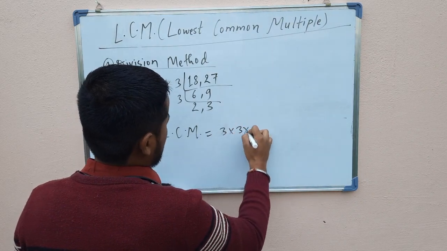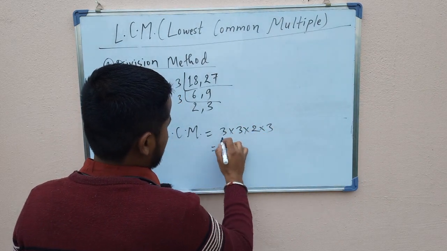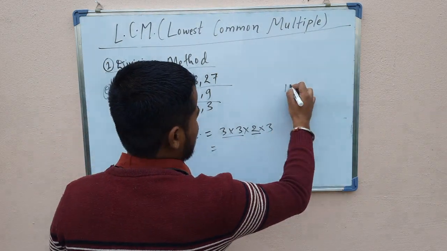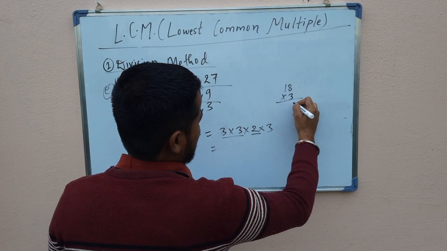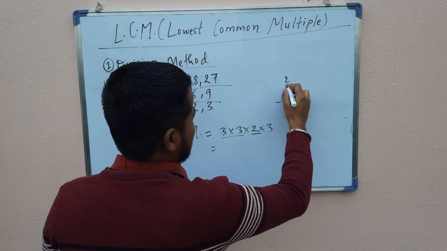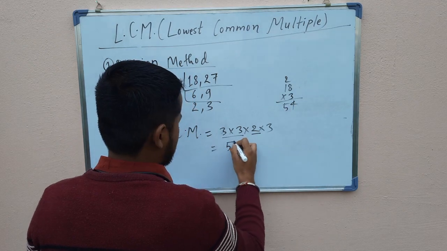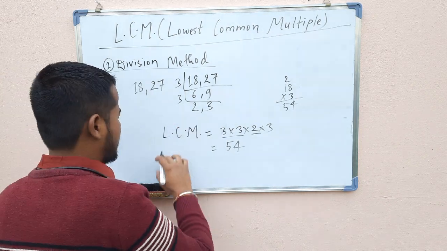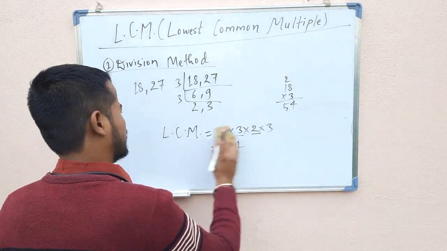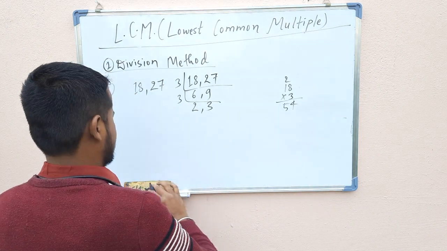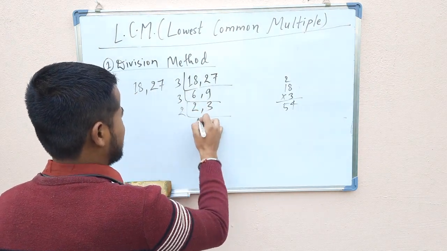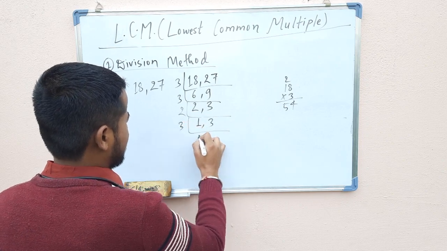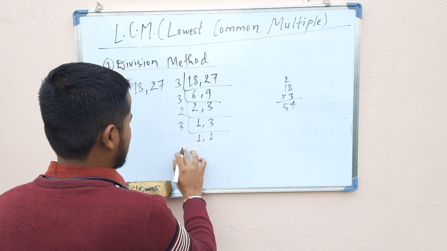3 into 3 into 2 into 3. What is the answer? 3 threes are 9, 9 twos are 18, 18 threes are 54. Or if you want to take out 1, 1 also, it's fine. No problem. It will come the same answer. 2 ones are 2 and 3 to 3 because 2 will not divide 3. Now 3, 1, 1.